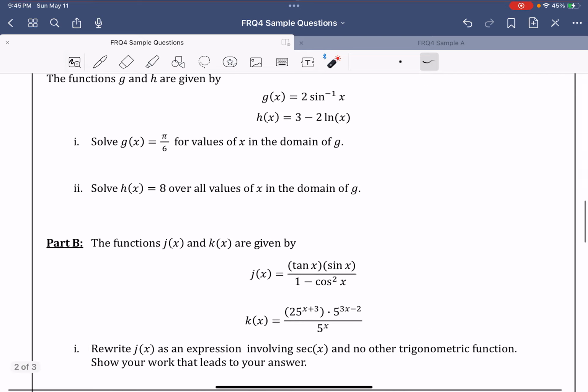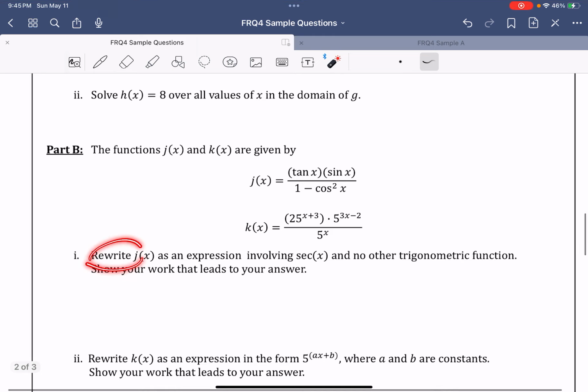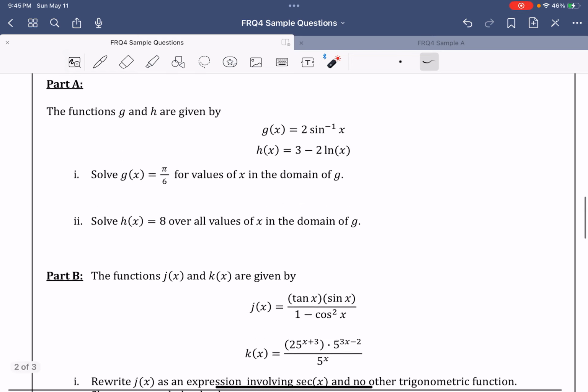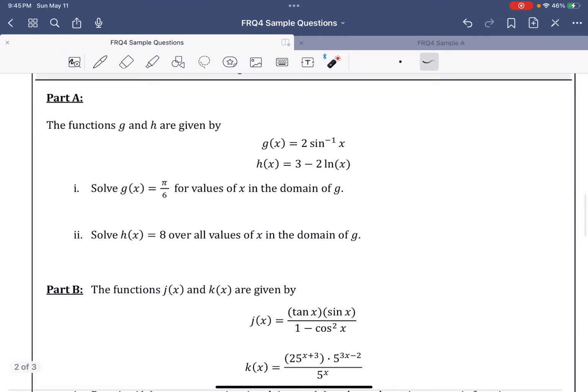This one is going to be full of manipulating equations. So whether they ask you to solve or maybe rewrite or simplify, you're just getting an equation and moving things around. There won't be any sentences that you have to write for this one. Okay, so let's look at the first part. The functions g and h are given by, so we give our two functions. Part A1, solve g of x equals pi over 6 for values of x in the domain of g.